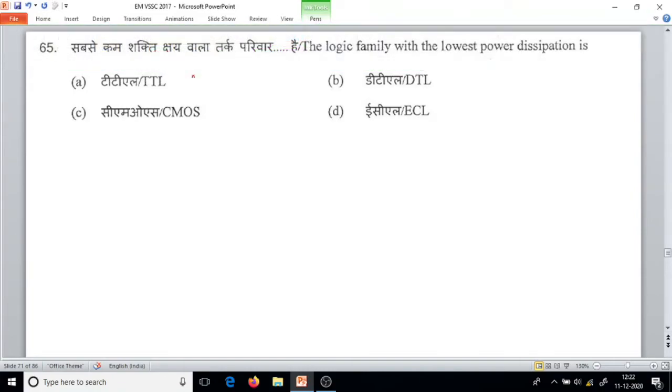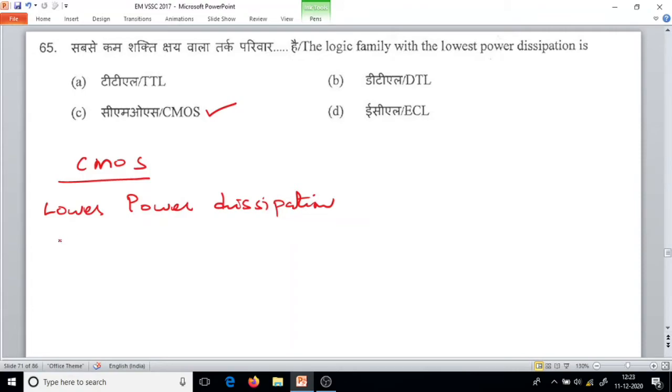The logic family with the lowest power dissipation is CMOS. CMOS is the answer. These are different logic families. CMOS has the lowest power dissipation.